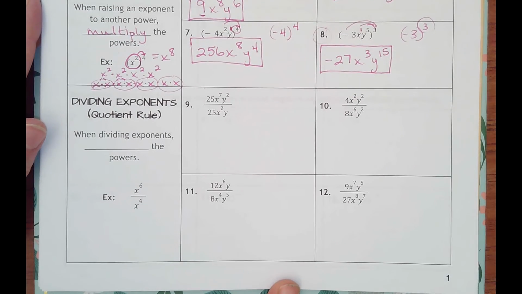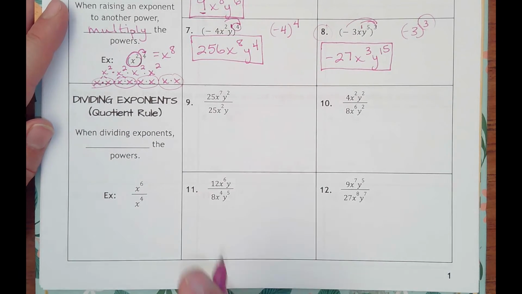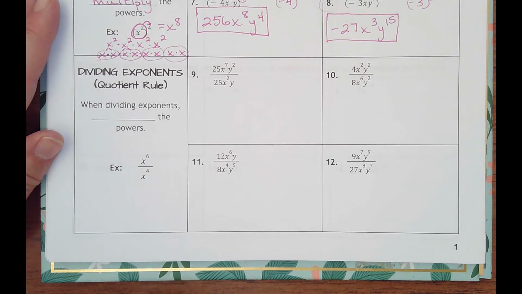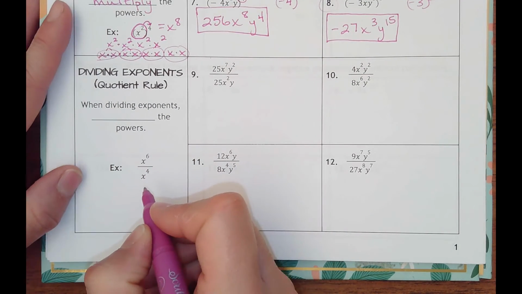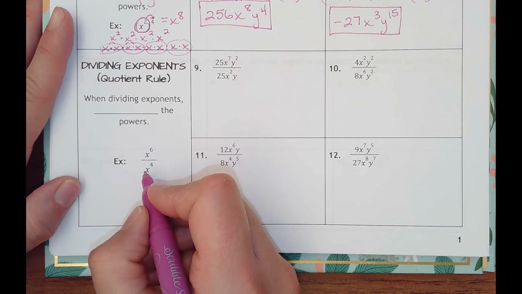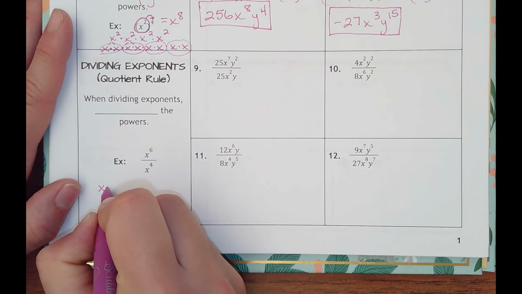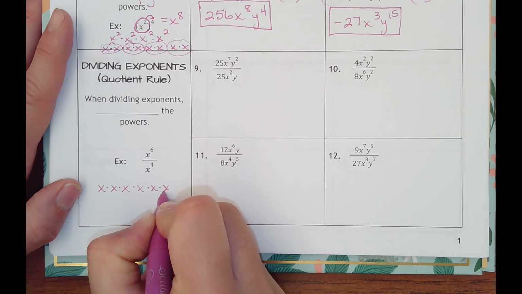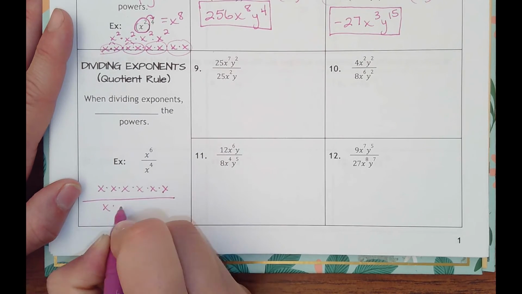Okay, and last rule, dividing quotient or dividing exponents, that's called the quotient rule. So think dividing, you should know the answer to that kind of problem is called the quotient. An example, let's expand again. If I had x to the 6th power, that would be x times itself, 6 times, divided by x to the 4th.